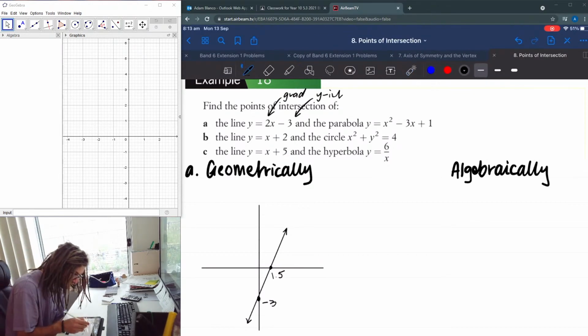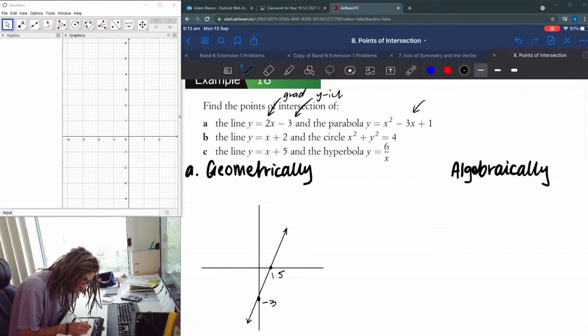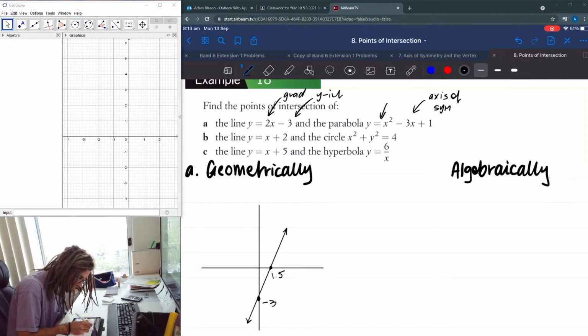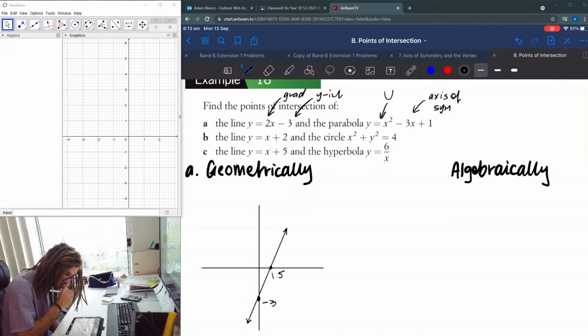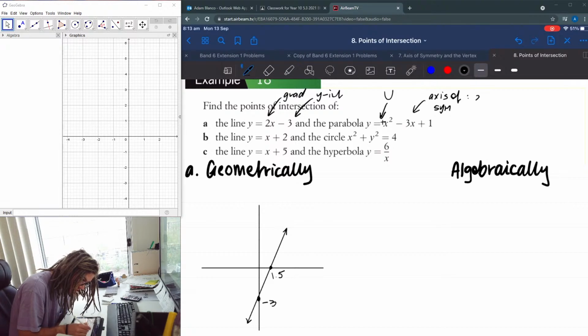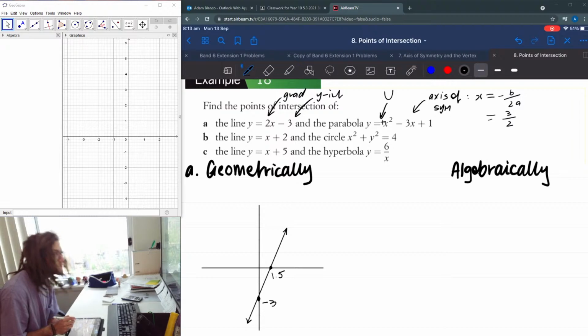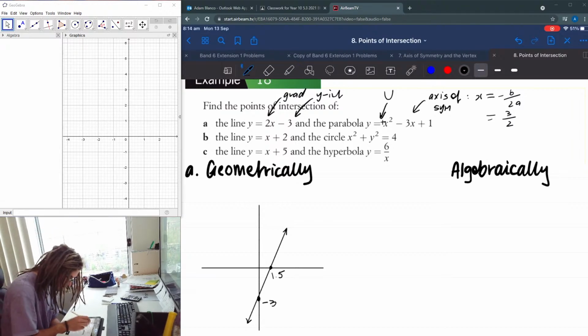So maybe I'll just find the axis of symmetry. So axis of symmetry, I think that's the nicest one. So I'm going to find out where the vertex is. And this tells me that it's concave up, so like that, because it's positive. Now the axis of symmetry is going to be x equals minus b on 2a, which is 3 on 2. Okay, so 3 on 2, that's 1.5. So it's actually got the same axis of symmetry as my x-intercept here. So the axis of symmetry is going to be like this.